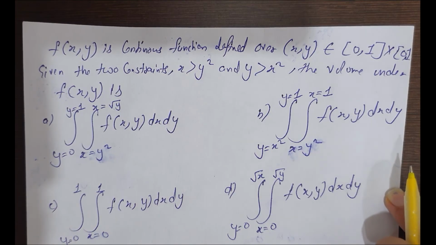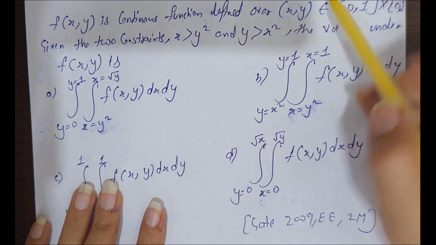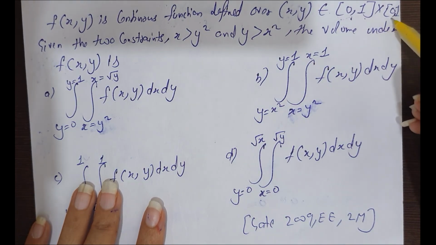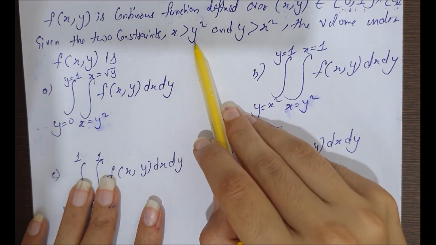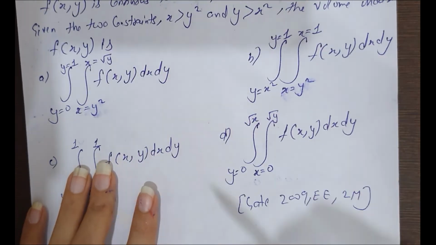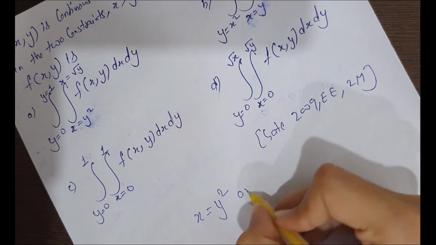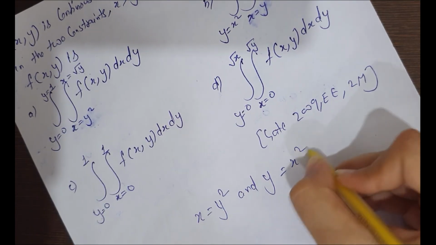Now the last question of this topic. Here f(x) is a continuous function defined over x, y. It's from 0 to 1. Given the constraint x greater than y square and y greater than x square, the volume under f(x) is. So let's solve it. Here x is equal to y square and y is equal to x square is given.